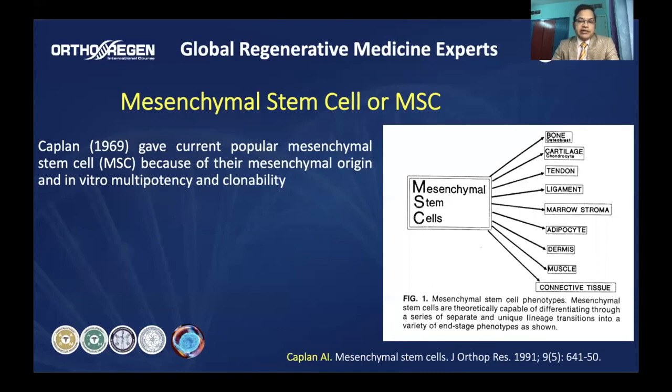As we know, in 1969, Caplan gave the current popular terminology for the mesenchymal stem cell because he believed that their origin is from mesenchymal tissue, and they also have the ability to show in vitro multipotency and clonability. He also believed that it was possible that these cells could convert into other different cell types like bone, cartilage, tendons, and ligaments.